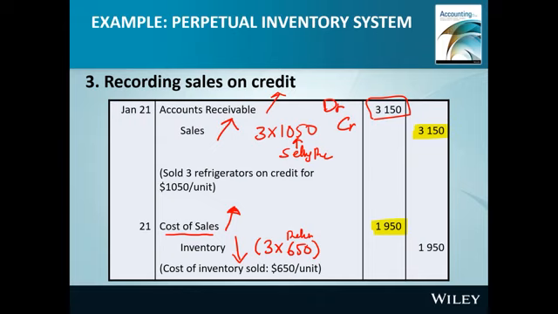How do I get 1200? 3150 minus 1950. That gives me 1200. So this is the difference there.